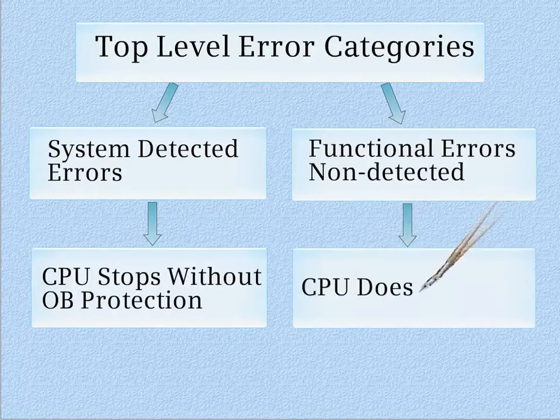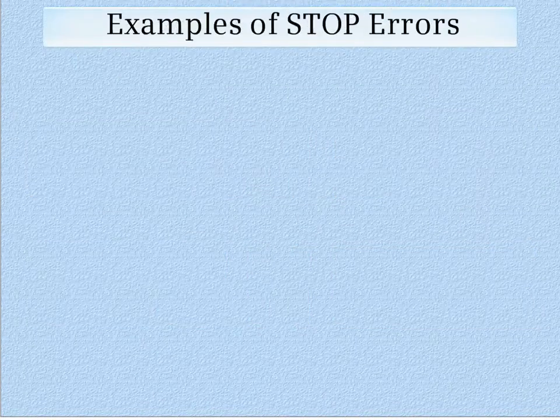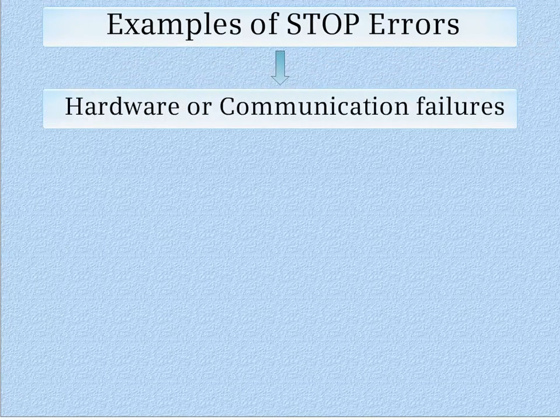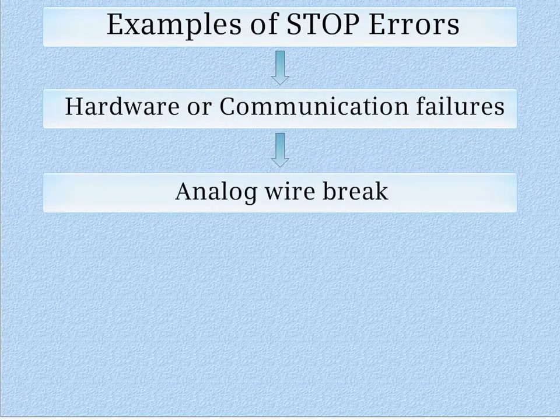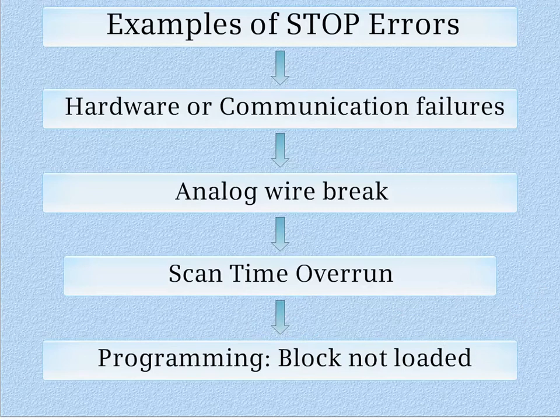With functional errors, something doesn't work right, but the system cannot detect what it is, and the CPU does not stop. The first category we will look at is stop errors. Some examples are hardware or communication failures, a wire break on an analog module, a program scan time overrun, or forgetting to download a block, causing a block not loaded error.